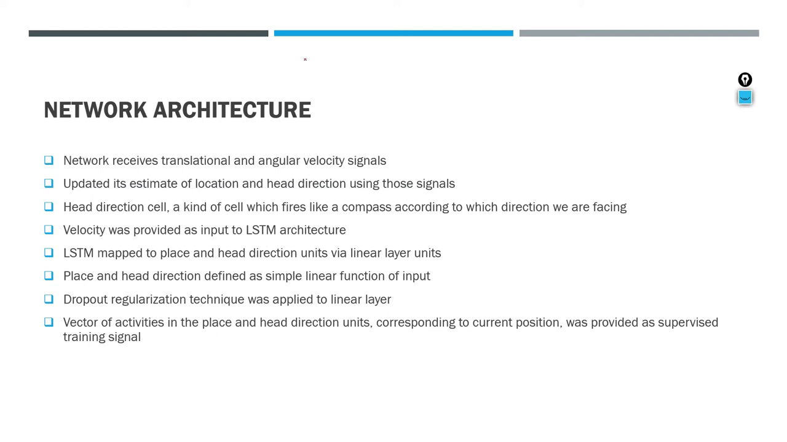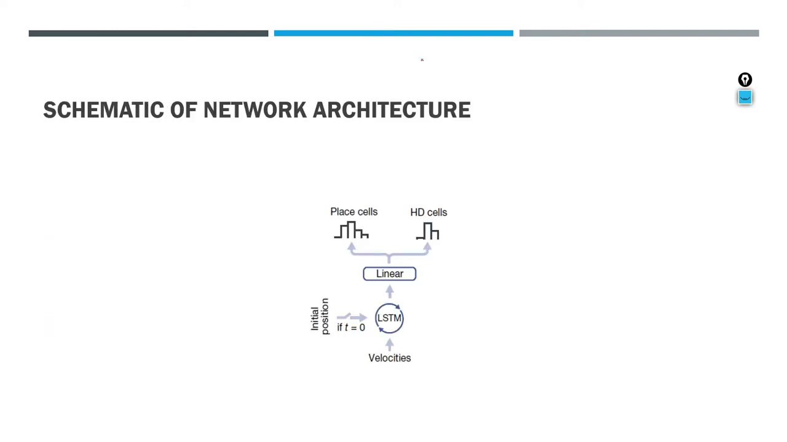The network receives translational and angular velocity signals, and it updates its estimate of location and head direction using those signals. Let's look at the schematic of the network architecture. If you look at the schematic, we can see that the inputs are the velocities to the first LSTM architecture, and this architecture was trained using backpropagation through time. This LSTM architecture facilitated the network to combine the current input signals with the activity patterns from past events. The LSTM was mapped to the place cells and the head direction cells via a linear layer. Here the place and head direction activity is defined as a linear function of the input.